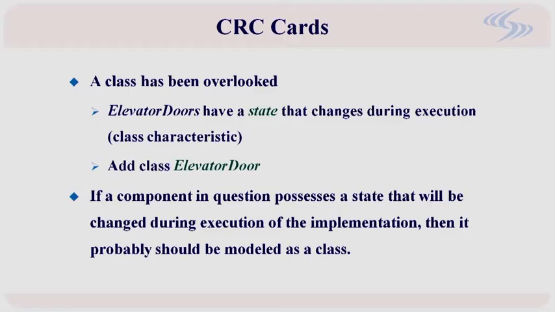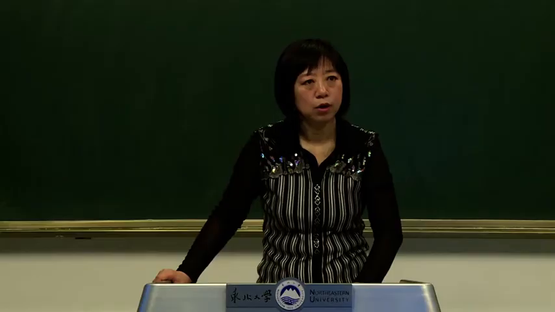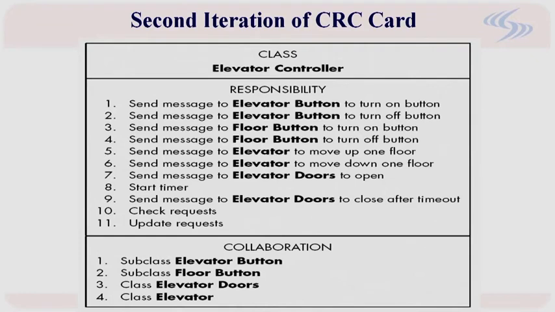If a component in question possesses a state that will be changed during execution of the implementation, then it probably should be modeled as a class. So the class model should be reconsidered. And if the class model is reconsidered, the dynamic model and the use case model should also be reconsidered. So the second iteration of the CRC class for elevator controller should be like this.